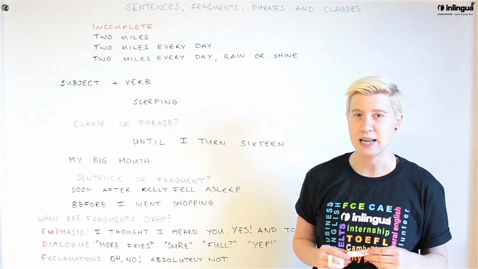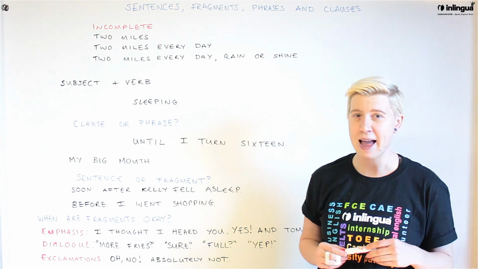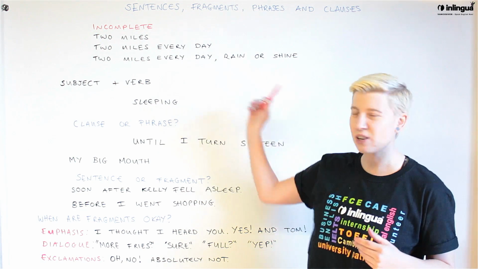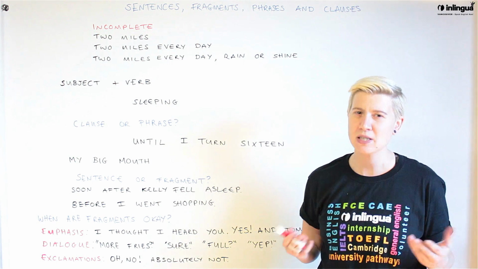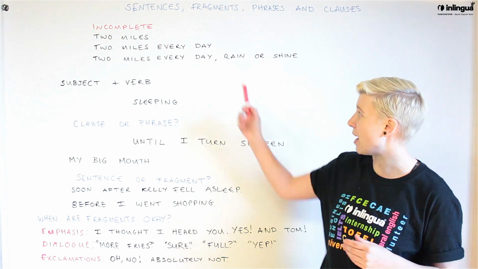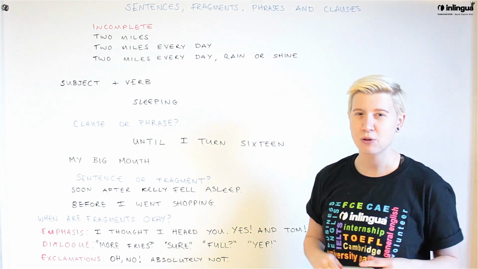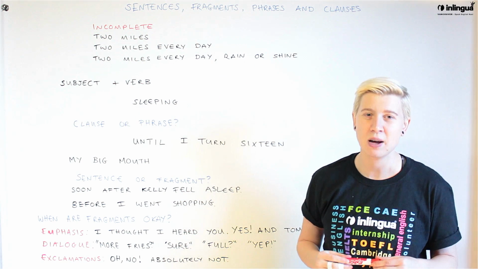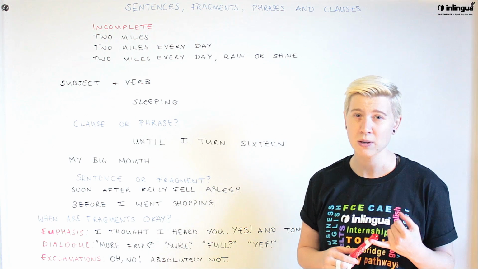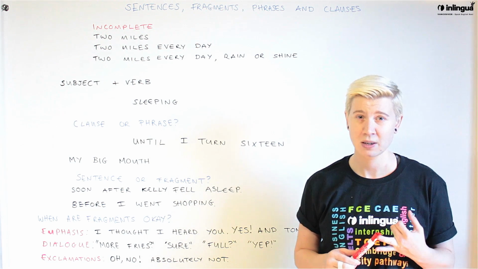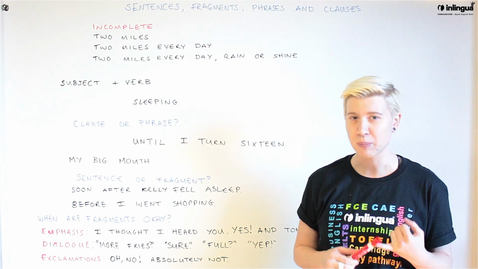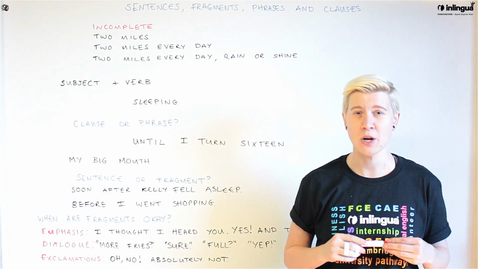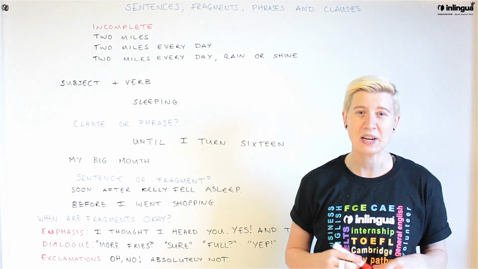How about the third sentence? 2 miles every day, rain or shine. Well, there's quite a lot of information here. What might somebody do every day, in the rain or in the sunshine? Can you think of anything? We are missing the important part of the sentence that tells us who is doing what. So we need a subject, a person, or an item, like this pen, and we need a verb, an action word, to tell us what is happening.